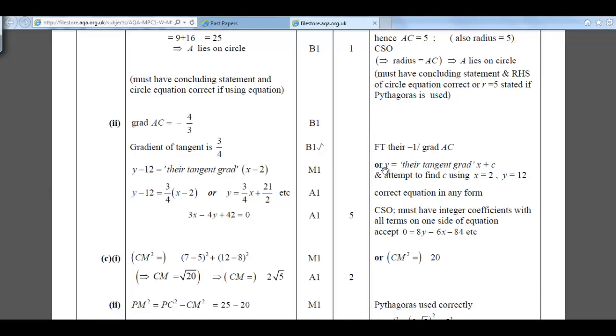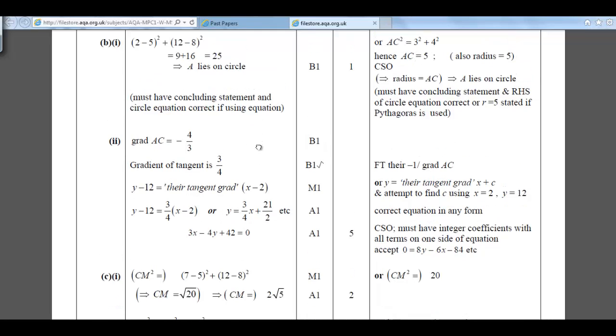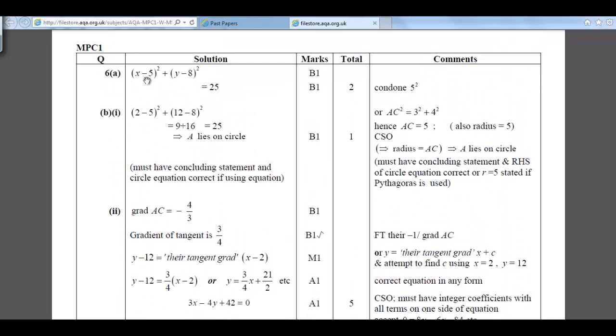At this point, we are attempting to find c using x is 2 and y is 12. Yeah, we definitely did that. We had something like that. We actually had better than that. We had it in a better form, and there's our final answer. Just checking back for the first couple of points.